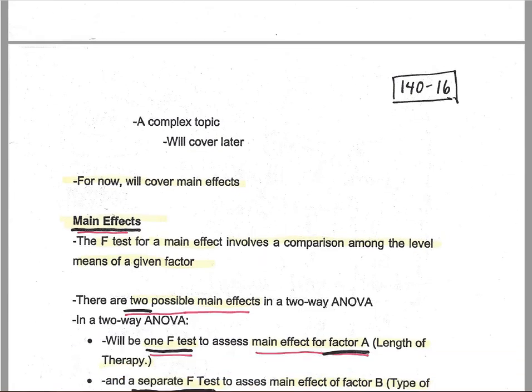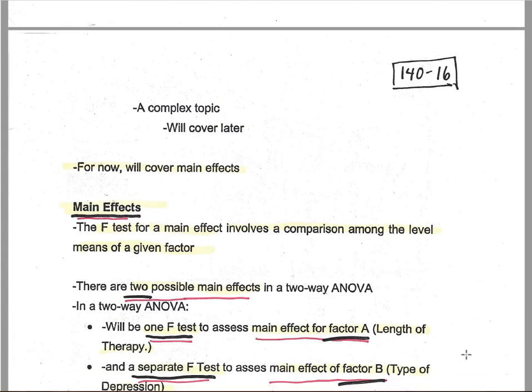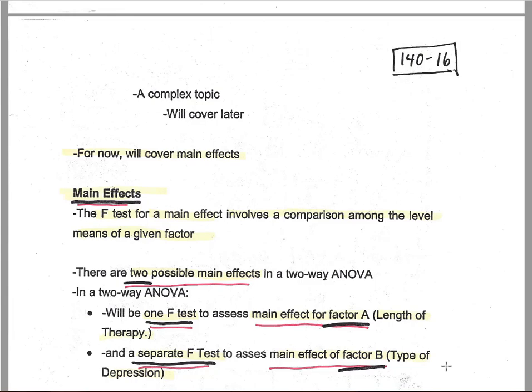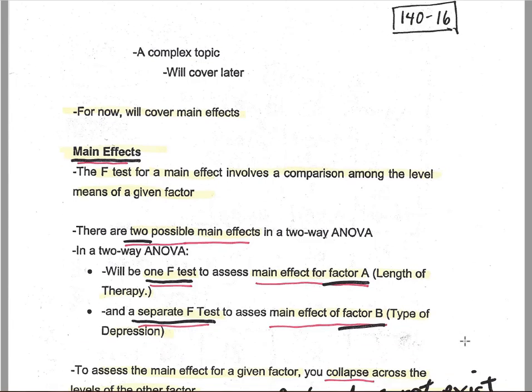In a two-way ANOVA, there'll be one F-test to assess the main effect for factor A, length of therapy in our current fictitious investigation. So we'll compute one F statistic to see whether we have a significant main effect for factor A. There will be a separate F-test to assess the main effect for factor B, type of depression. Is there a significant difference in psychological health between people that have dysthymia versus major depressive disorder? We will compute a separate F-test to see whether that main effect is statistically significant.